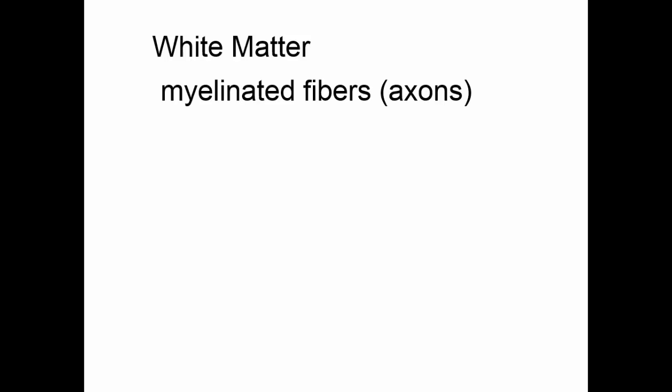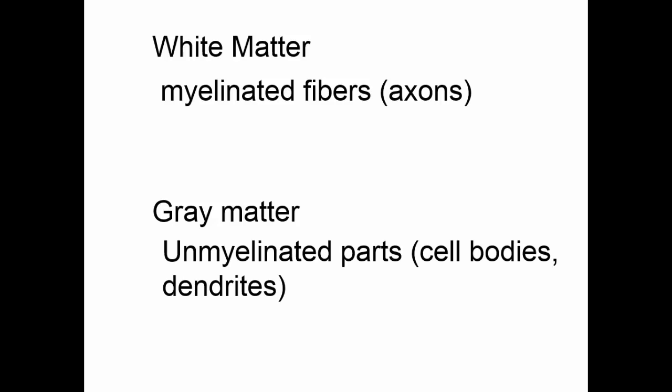When we talk about nervous tissue, we frequently talk about white matter and gray matter. White matter are the myelinated fibers. These are going to be the axons. Gray matter are going to be any of the unmyelinated parts. These are the cell bodies and the dendrites.